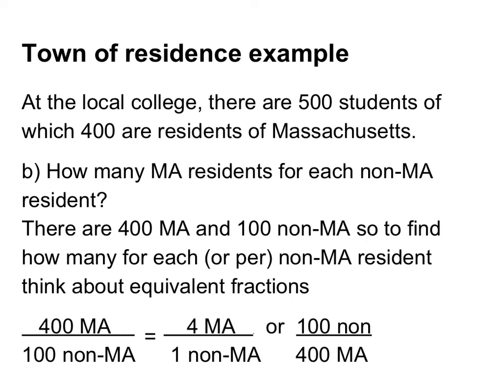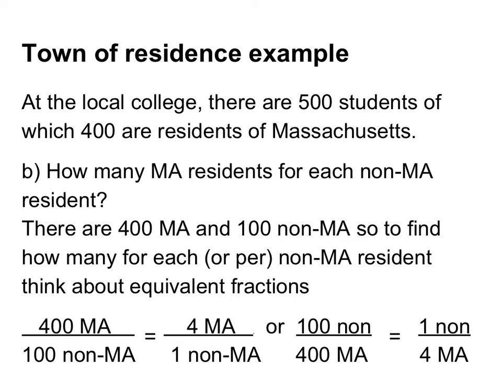Or, we don't necessarily have to have the non-Massachusetts residents in the denominator. We very easily could have set it up as this next fraction is set up, with the 100 non-Mass in the top and then the 400 Mass in the denominator. And again, we want for each non-Massachusetts resident. So we want the non-Massachusetts to go to 1. So again, I divide by 100 to reduce this fraction. I have 1 non-Massachusetts to 4 Massachusetts.